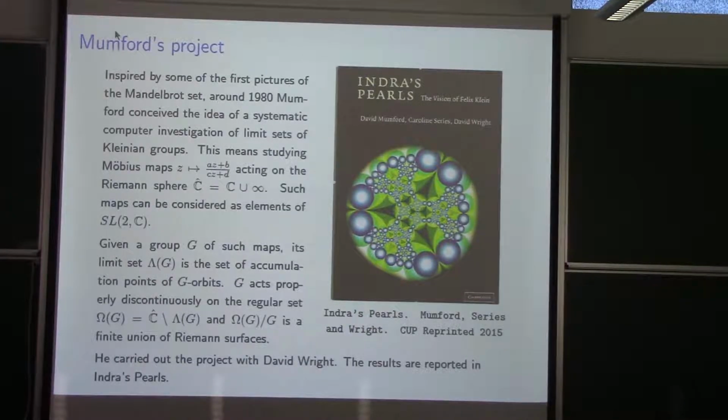Right, I think probably everybody here knows what I'm talking about. We're talking about limit sets of Kleinian groups, so discrete subgroups of SL2C. We're looking at Möbius maps acting on the Riemann sphere, and the limit set, which is where the orbits of this action accumulate, and its complement is a union of Riemann surfaces. This is not explained very technically, but it is explained in this book.